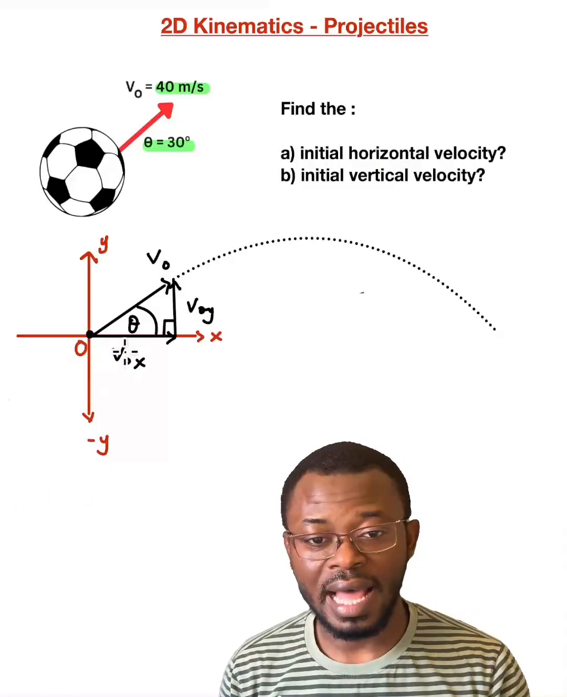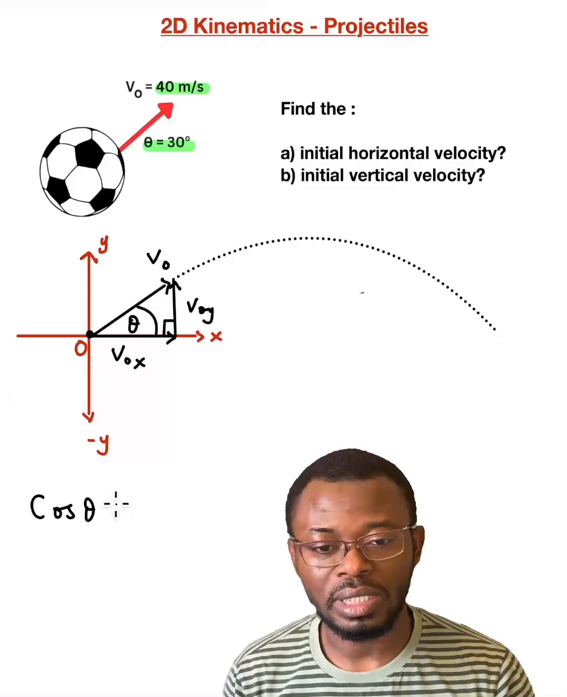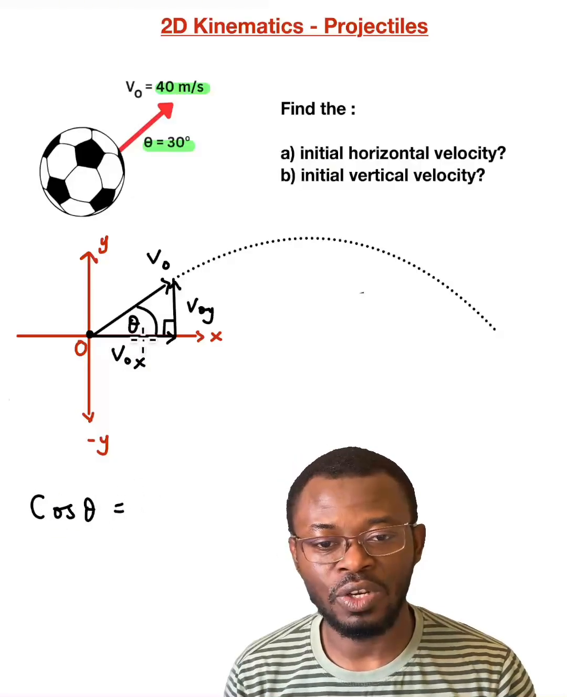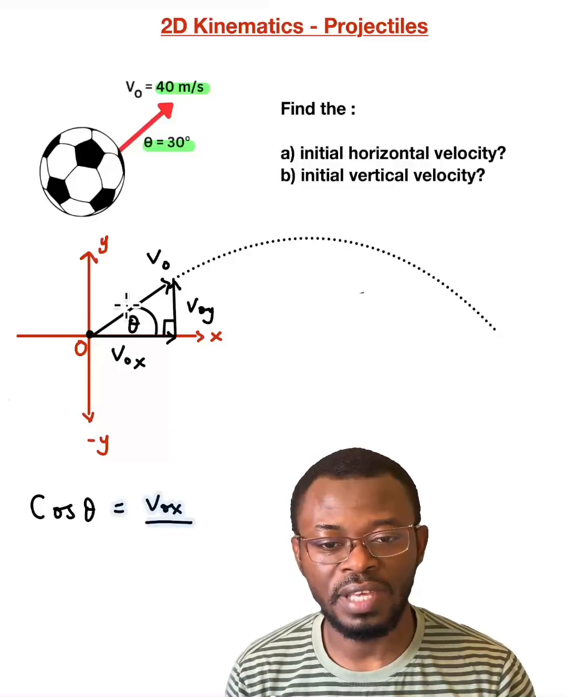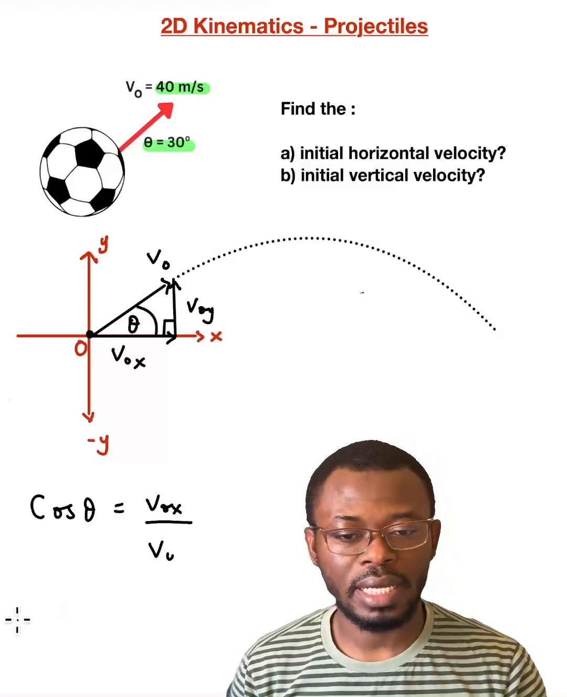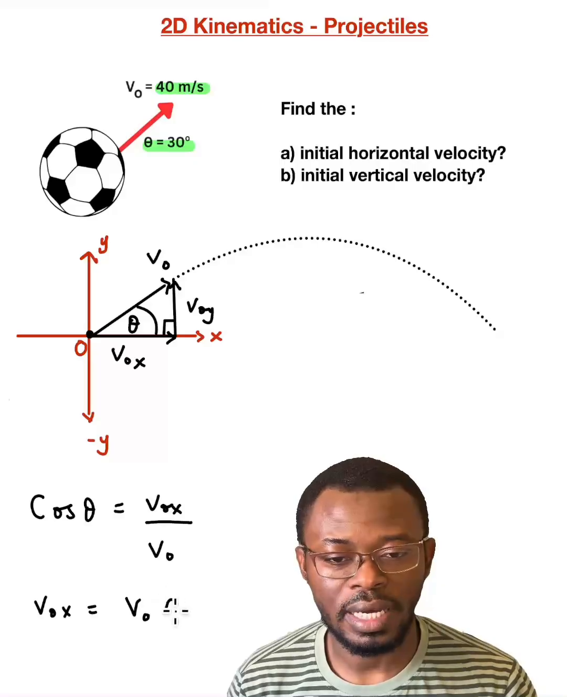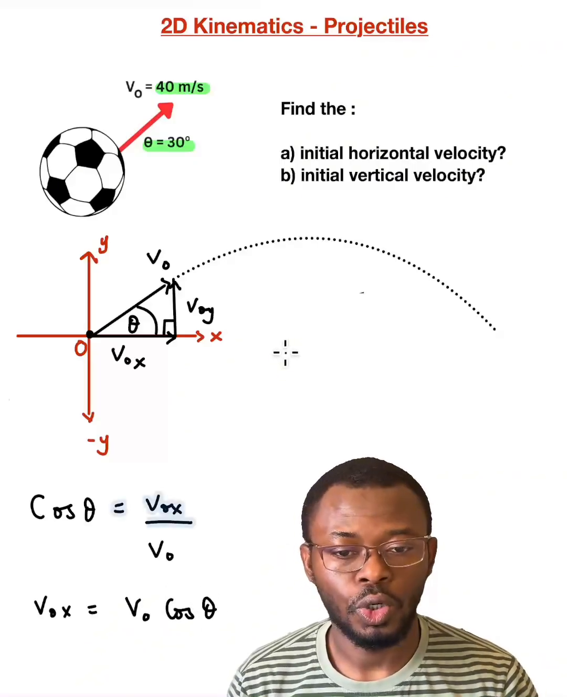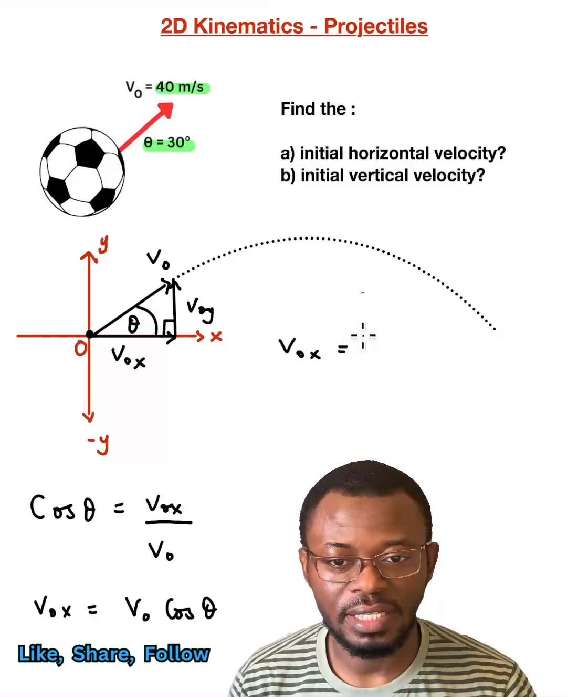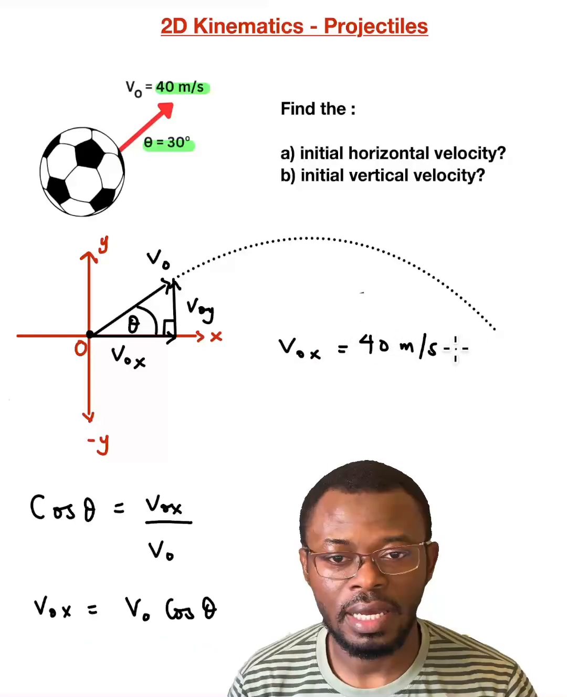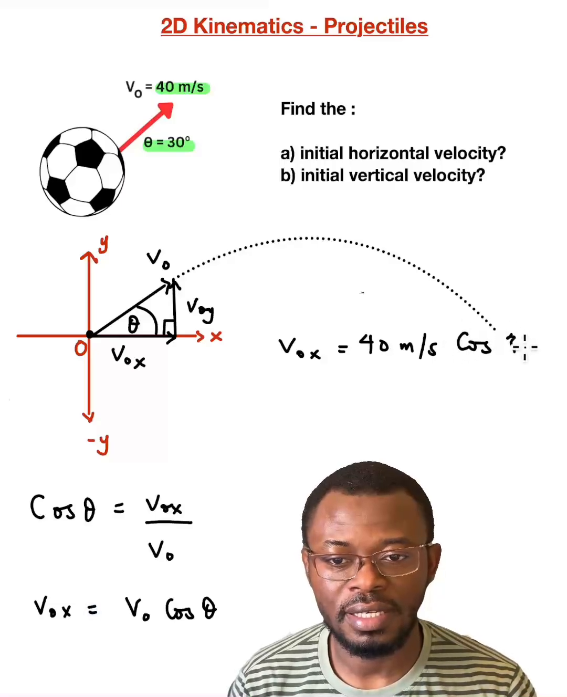If we want the adjacent, we apply the cosine. So the cosine of the angle is the adjacent, in this case v naught x, divided by the hypotenuse, in this case our v naught. So with this, we know that v naught x is going to be v naught cosine of the angle theta. So v naught x is equal to v naught, in this case 40 meters per second, multiplied by the cosine of the angle, so cosine of 30 degrees.